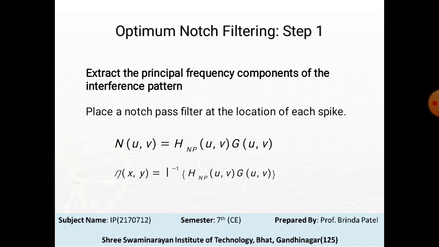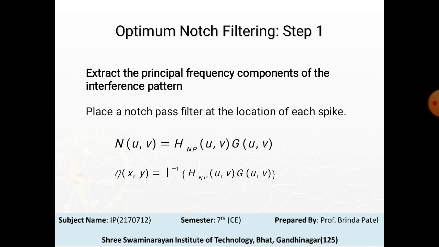Formation of H_NP of uv requires considerable judgment about what is or is not an interference spike. So in this region, the notch pass filter generally is constructed interactively by observing the spectrum of G of uv on a display. So after a particular filter has been selected, a corresponding pattern in the spatial domain is obtained from the expression n of xy is equal to the inverse Fourier transform of H_NP of uv times G of uv.